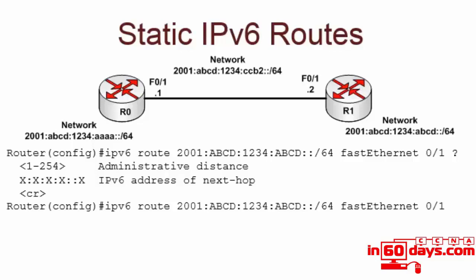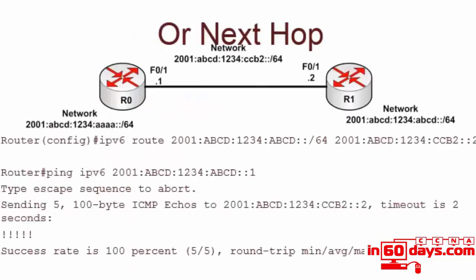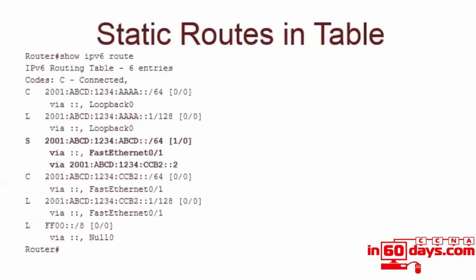At the bottom, the configuration is I'm just sending all traffic out for this network out of the FastEthernet 0/1. And then a show IPv6 route will show the static entry that I've configured there. We can also do a next hop IPv6 route to whatever the destination address is, or destination network, via the next hop address, and you'll see the static route in the table again.